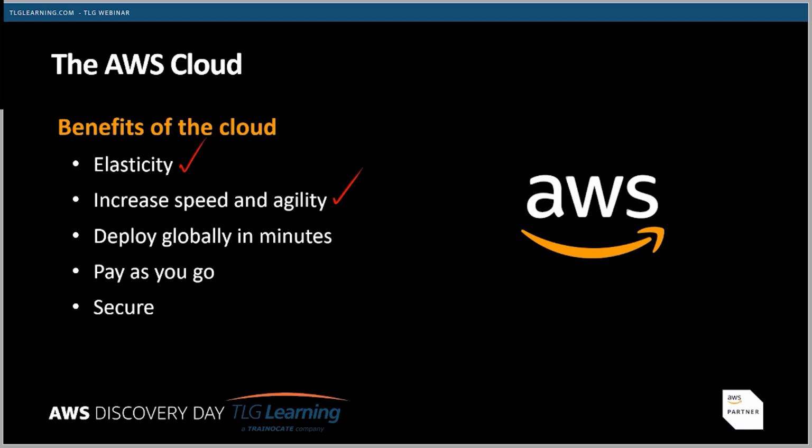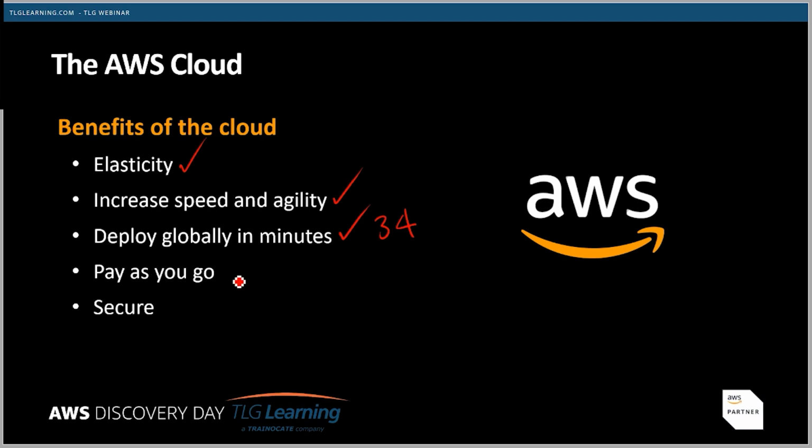Also, we have the ability to go global in minutes. Currently, AWS has approximately 34 regions available around the world, allowing you to deploy applications in specific parts of the world, maybe to be close to your customer base. If you have a large customer base in Europe, you can deploy your applications in Europe.